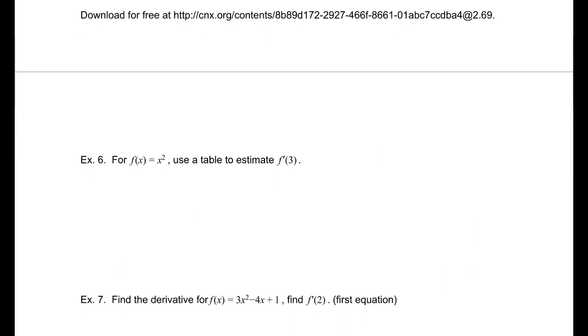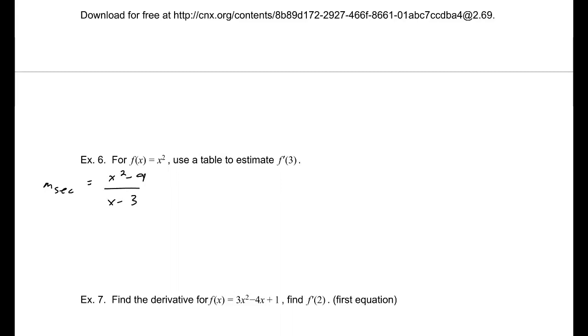For f of x equals x squared, use a table to estimate f prime of 3. Now, I'm not a big fan of this method because using the limits is a lot more accurate. However, we'll go ahead and do this. We'll say the slope of our secant line is f of x minus f of a, which in this case would be x squared minus 9 over x minus 3. So that is the function that we're looking at.